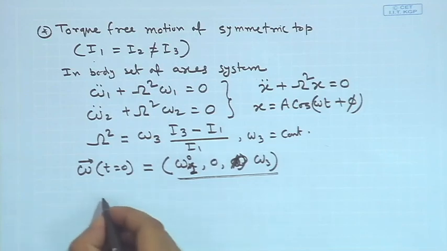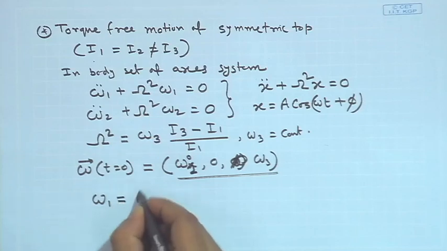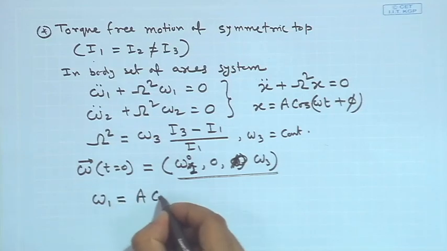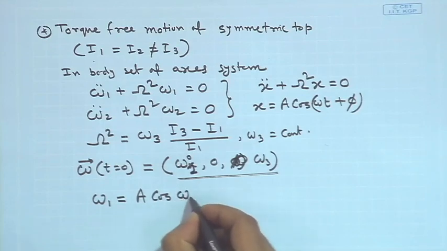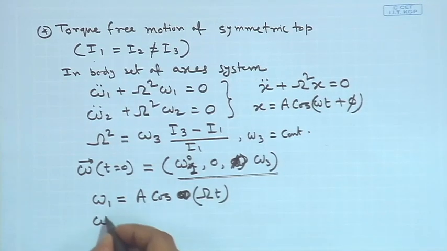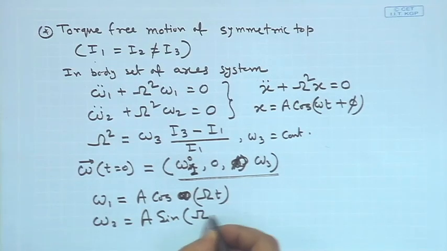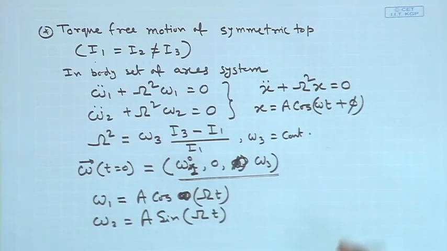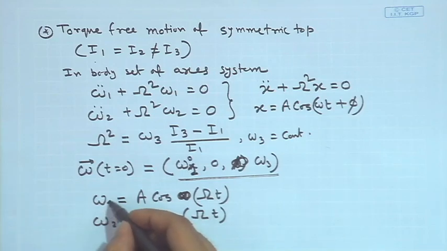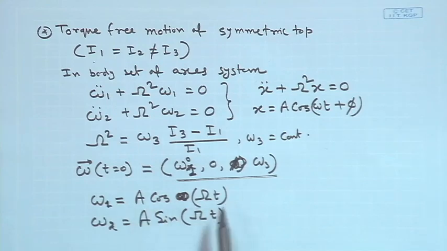So, if you set that, by solving these two equations, you get omega 1 equal to a cos(capital omega t), and omega 2 equal to a sin(capital omega t). So, omega 1 and omega 2 are executing oscillatory motion with the same angular frequency capital omega around the axis.